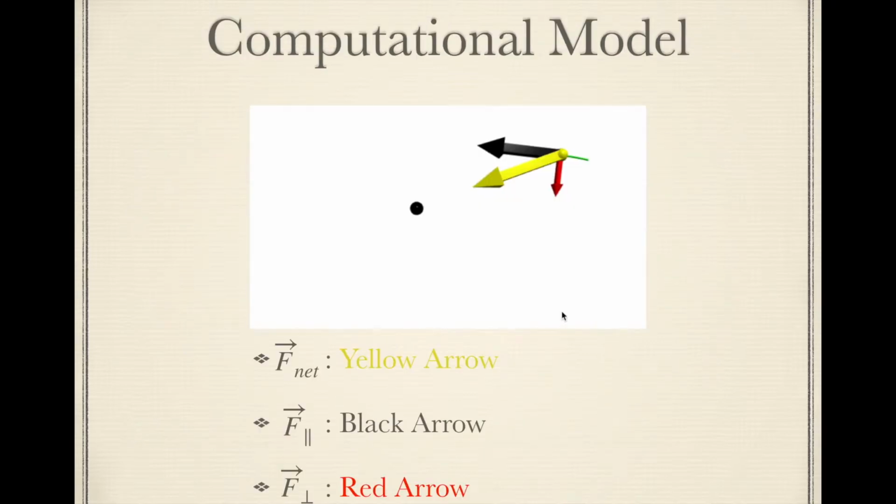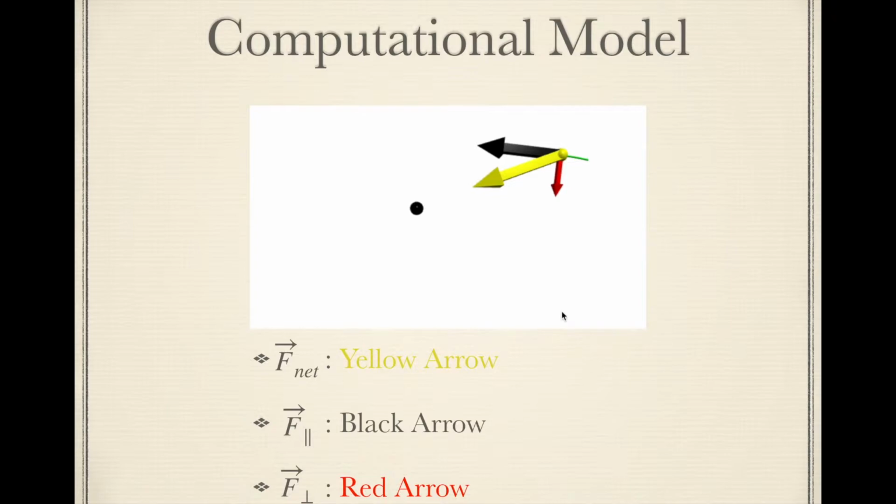Here's what my computational model looks like. The black sphere is the black hole at the origin and the yellow sphere is the star. I'd first like to note that the yellow arrow represents the magnitude and direction of the net force, while the black and red arrows represent parallel net force and perpendicular net force respectively.